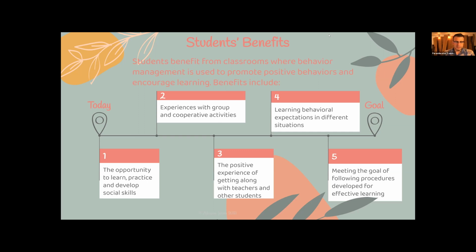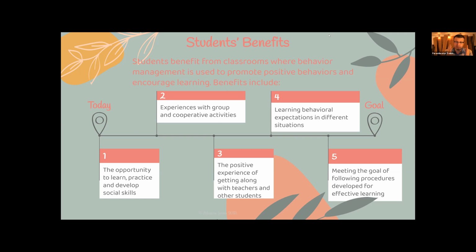Number two, experiences with group and cooperative activities. And three, the positive experience of getting along with teachers and other students. When we get along with teachers and students at a young age, it kind of primes us to get along with more of them later. Four, learning behavioral expectations in different situations.